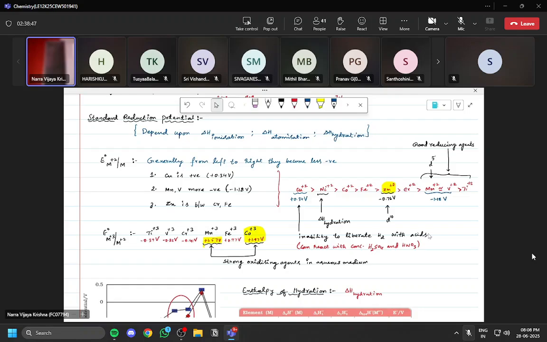Reason: just now we have seen, because of t2g3, chromium plus 2 is a good reducing agent. Fe plus 2 is also a good reducing agent. Fe plus 2 also tries to convert into plus 3, and it attains a d5 configuration. Both are good reducing agents, but in aqueous medium, chromium is a better reducing agent than iron. Now coming to this.